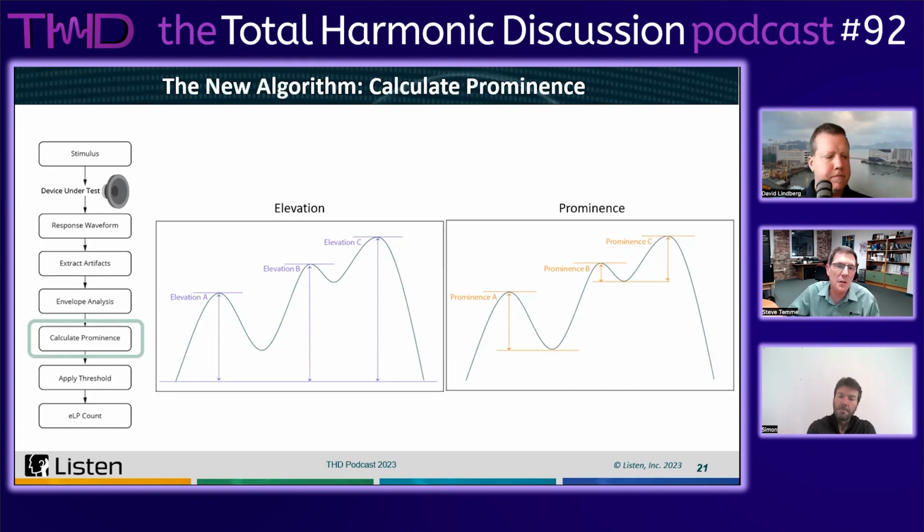So in this example, elevation C is obviously the highest, but if what we really want to know is the difference between the nearest peak and the nearest null or lull, we would ask, what's the prominence? In this case, it's actually prominence A, which is going to be the biggest difference. So that is going to help us detect when there's a spike that is audible, and I'll show you some examples in a moment.